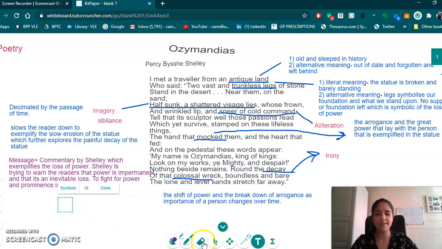And there you have it. That's the English poetry paper, analysed with language techniques and meanings.